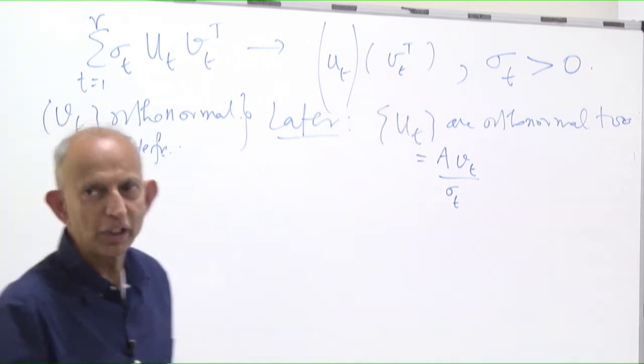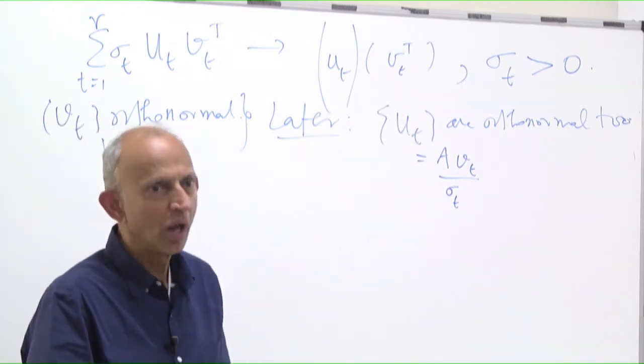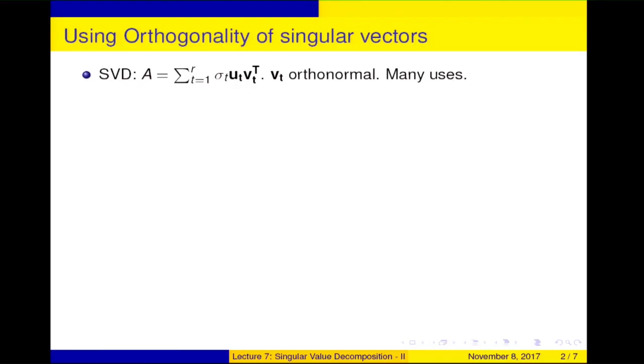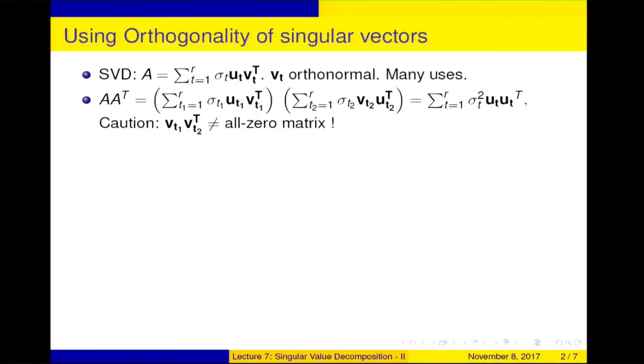But even the fact that the v_t are orthonormal, we'll be able to use. I'll show you some context, and some context I'll just mention. We just sort of worked this out, but this is a bit of a recap. A A transpose: I want to tell you what it is. On the face of it, there are r terms here, r terms there. That will be a total of r squared terms when I multiply out. But, of course, the non-identical terms cancel out.